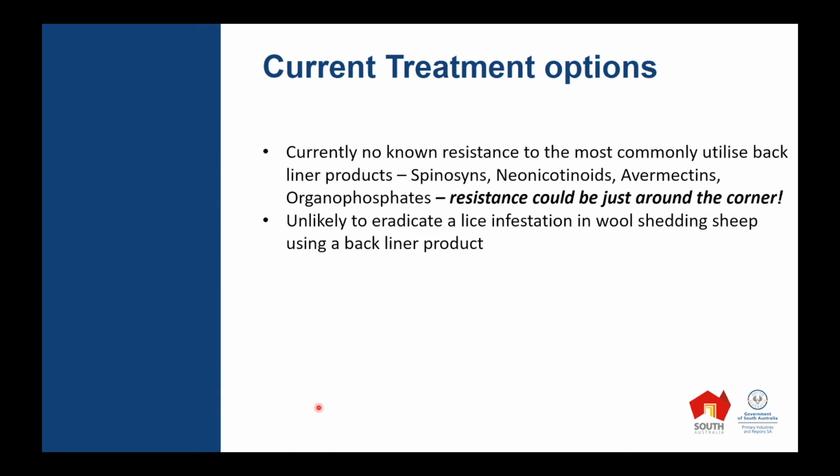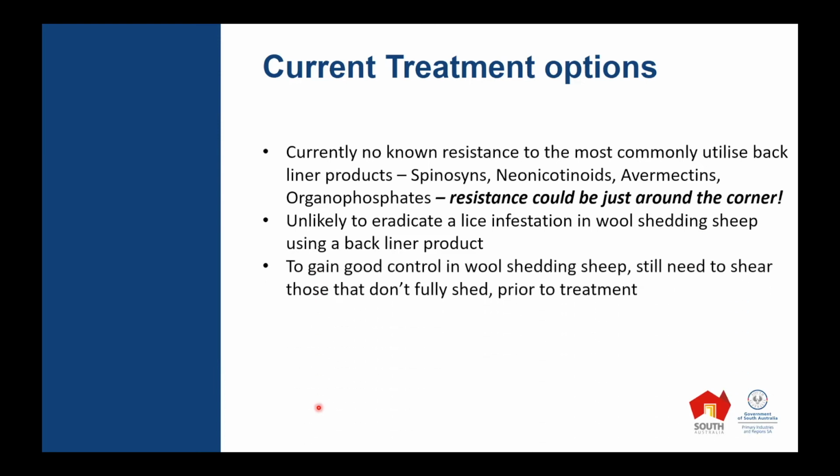You are unlikely to eradicate lice from wool shedding sheep using backliner products. Two reasons. One, some of these animals aren't full shedders, so you're basically treating them as a long wool animal if you're not shearing them off. And they also don't have a lot of lanolin, and lanolin's what spreads the product out and gets it to where the lice are to kill them. To gain good control in wool shedding sheep, you still need to shear them, especially those that don't fully shed, and then treat them immediately thereafter, just like a wooled animal.